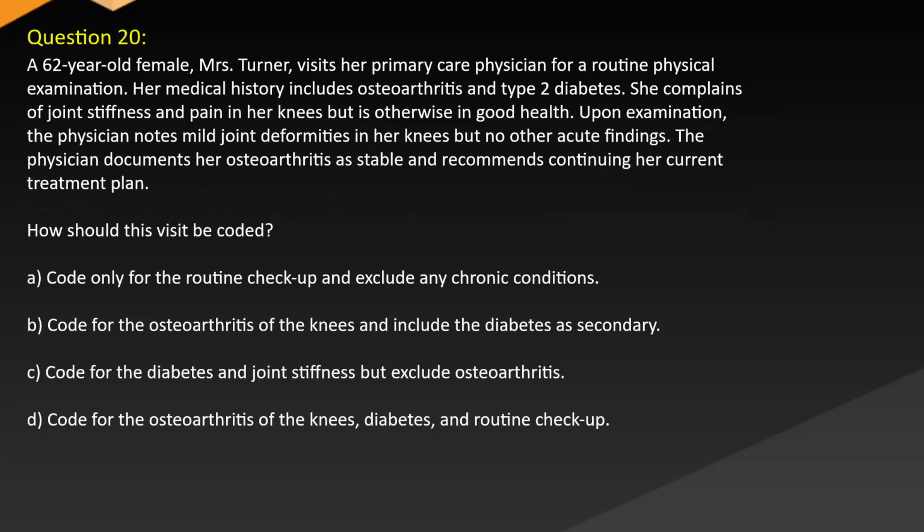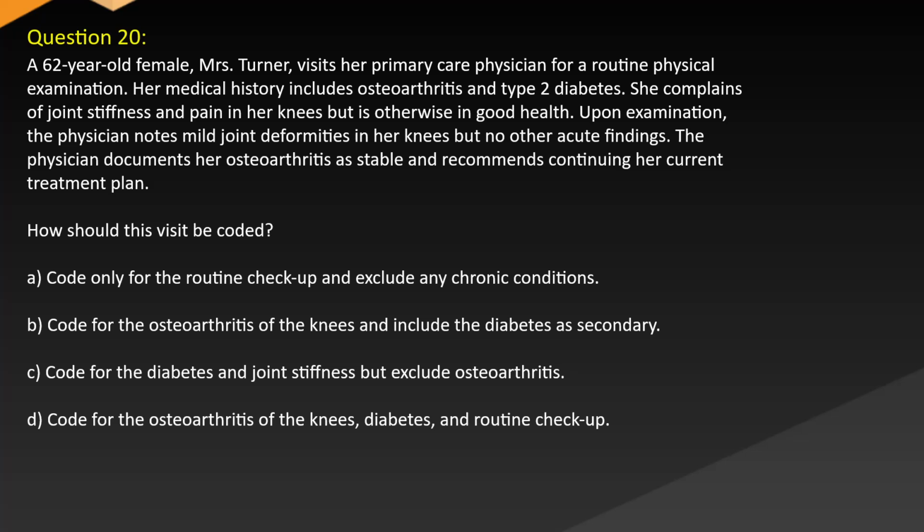Question 20. A 62-year-old female, Mrs. Turner, visits her primary care physician for a routine physical examination. Her medical history includes osteoarthritis and type 2 diabetes. She complains of joint stiffness and pain in her knees, but is otherwise in good health. Upon examination, the physician notes mild joint deformities in her knees, but no other acute findings. The physician documents her osteoarthritis as stable and recommends continuing her current treatment plan. How should this visit be coded?